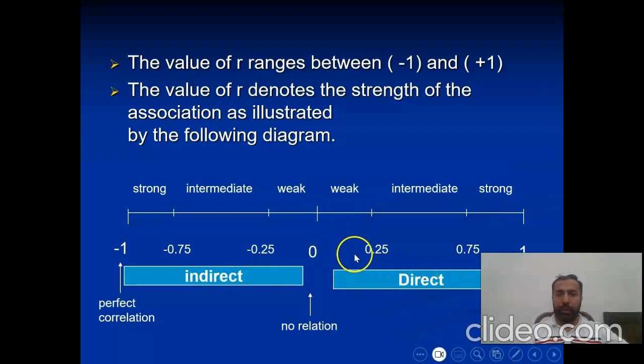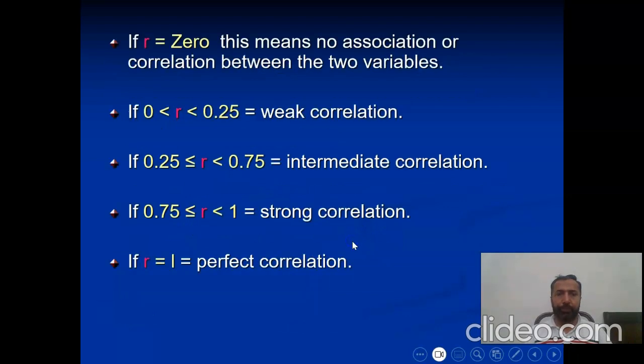Again, we can divide the direct as well as indirect into weak, intermediate, and strong. If it is between 0 and 0.25, we will call it weak positive. Between 0.25 and 0.75, intermediate positive. Between 0.75 and 1, strong positive. This is not a universal rule. Some people call the relationship strong even if it is bigger than 0.5. The same thing applies on the negative side of the correlation. This has already been discussed in the last slide.